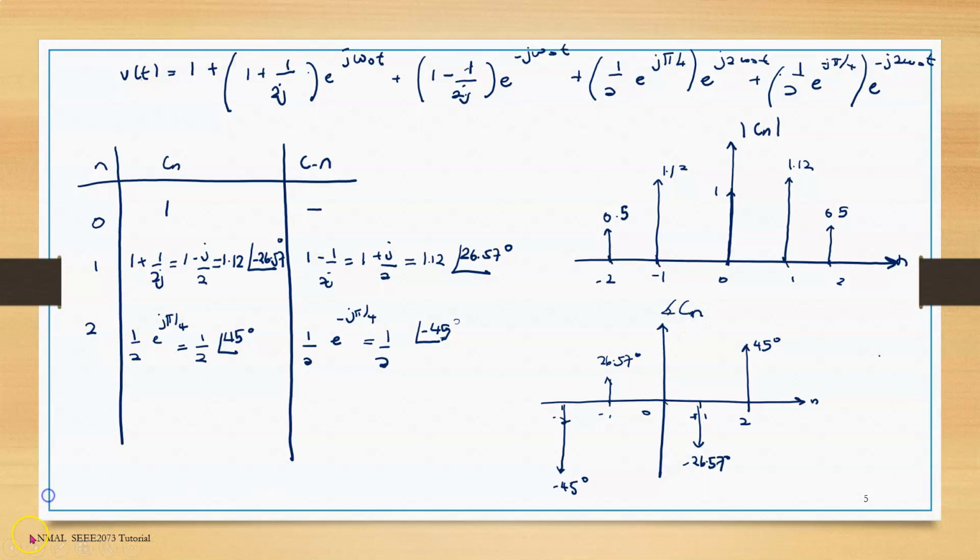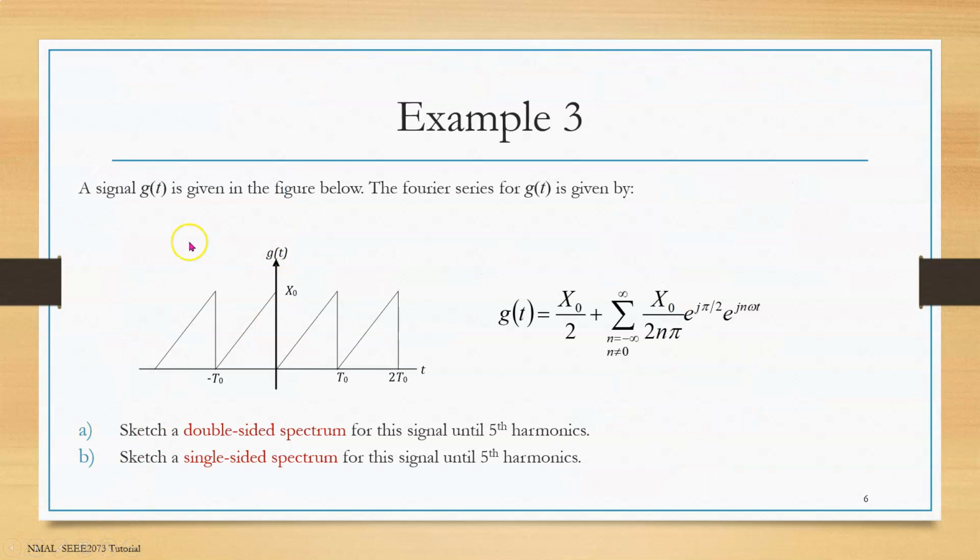Right, so example 3. A signal g(t) is given in the figure below. The Fourier series for g(t) is given by this one. This is an equation that is given to you. However, if this equation is not given to you, it is actually in the table, in the list of formulas. So this is the signal g(t).